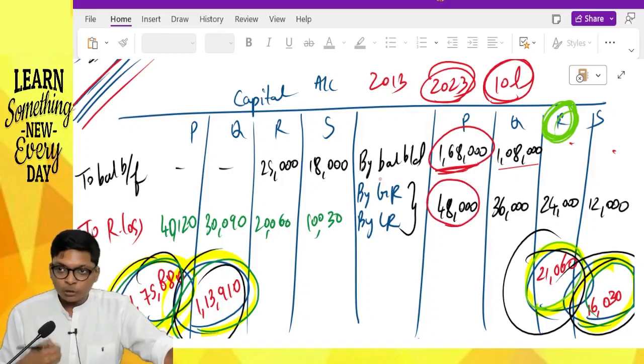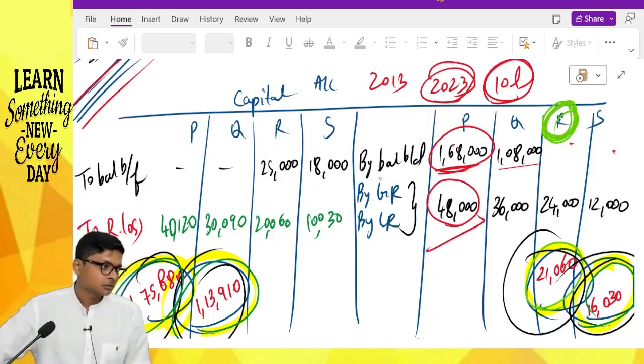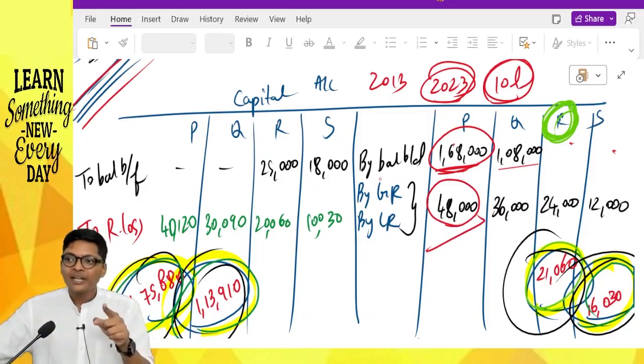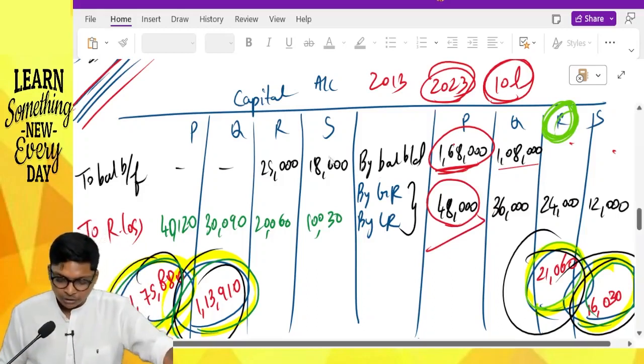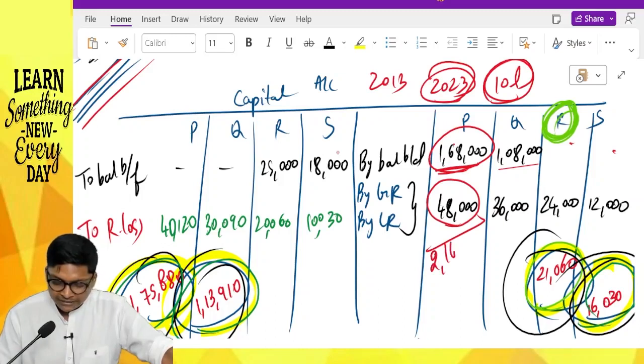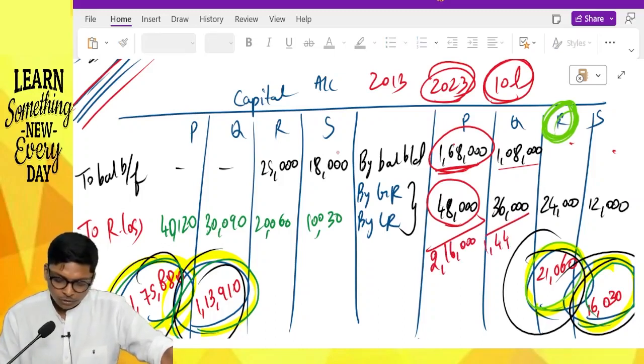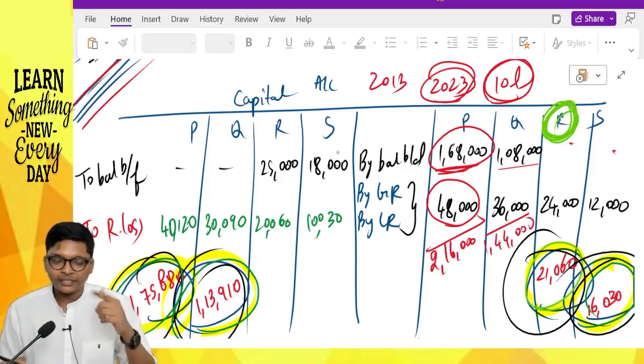48,000. That means my total capital I invest in the business is 1,68,000 plus 48,000. Correct? 2 lakh 16,000 roughly. Similarly for Q, 1 lakh 44. This is the ratio.